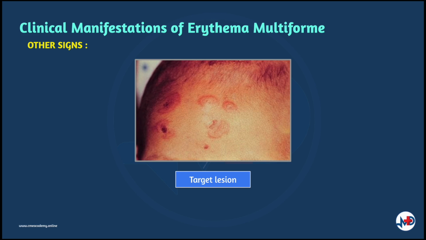Generalized lymphadenopathy is also commonly seen in erythema multiforme major. Mild temperature elevation is usually noted, and dehydration secondary to open skin wounds or poor oral intake due to oral involvement may also happen. The hallmark of erythema multiforme is the target lesion with variable mucous membrane involvement. And this picture shows typical target lesions on a patient's forehead.